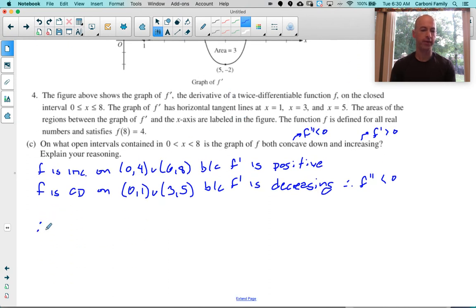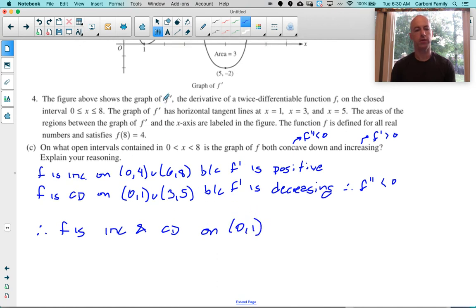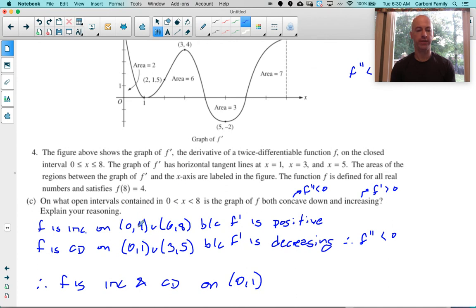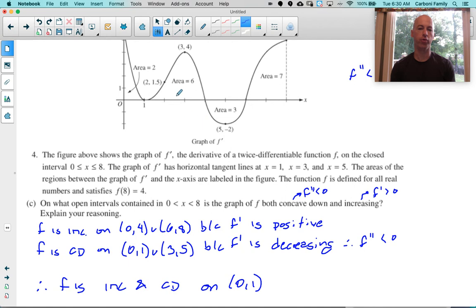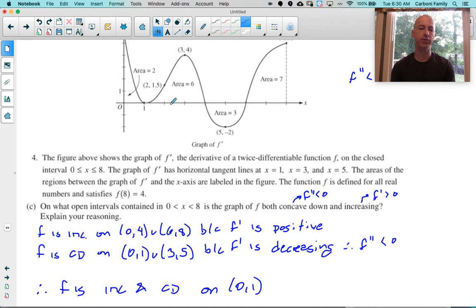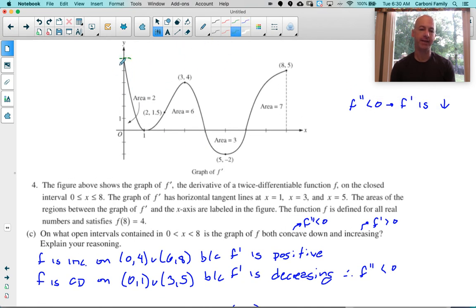So now the conclusion: therefore, f is increasing and concave down at the intersection of these intervals. So that would be from 0 to 1, and then it looks like from 3 to 4. You could actually go back to the graph. We're looking for where this is positive and decreasing. This is positive and decreasing right here, from 3 to 4 as well.